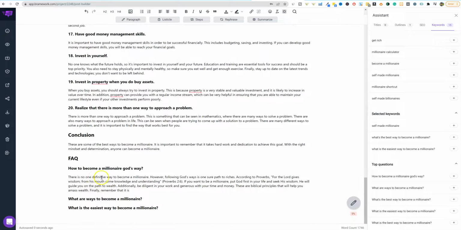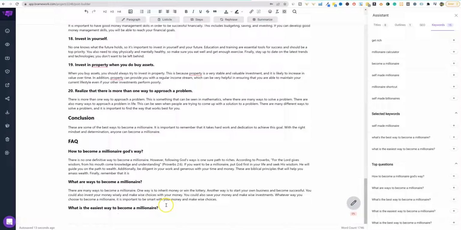So like right here, there's no definitive way to become a millionaire. However, following God's ways is one sure path to riches. According to Proverbs, for the Lord gives wisdom. This is insane content. I love it. And then we're going to go ahead and just push the paragraph. So what are ways? And then right here, what is the easiest way to become a millionaire? Let's see what it has to say.